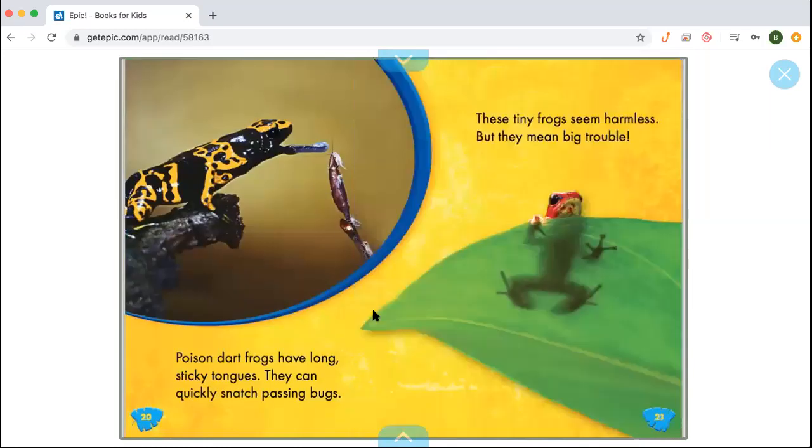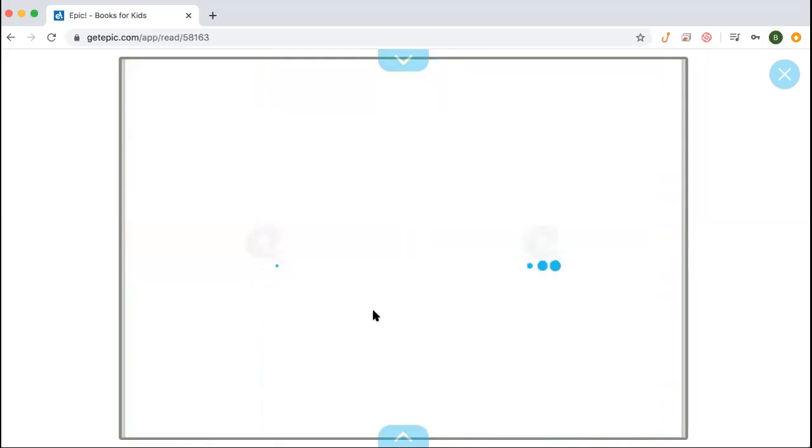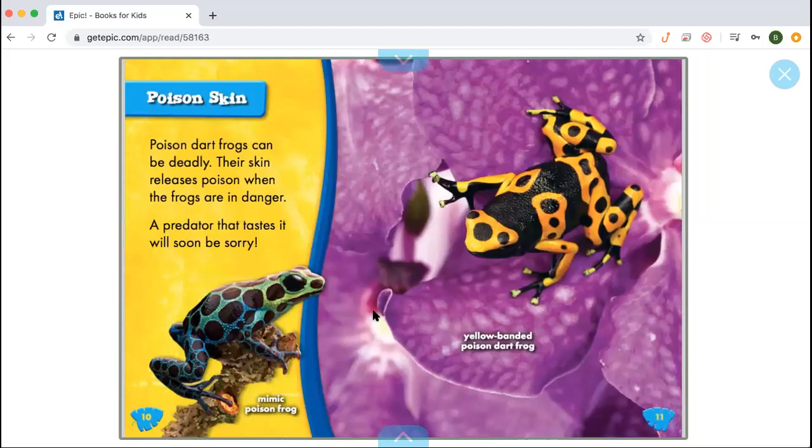So this was a really great book teaching us all about dart frogs and how they're poisonous and how whenever predators want to eat them, they don't taste well. And that's how predators can learn that they shouldn't necessarily eat these frogs because they won't taste very well because of their skin.